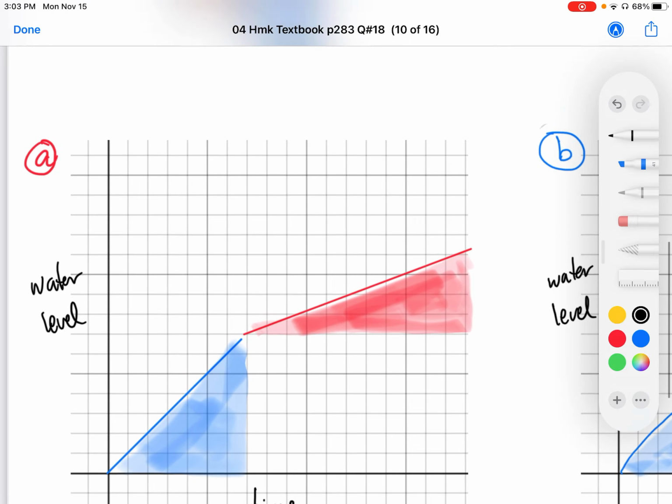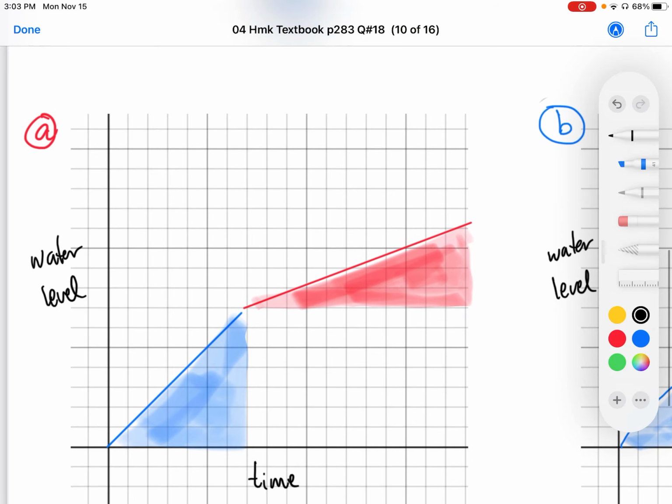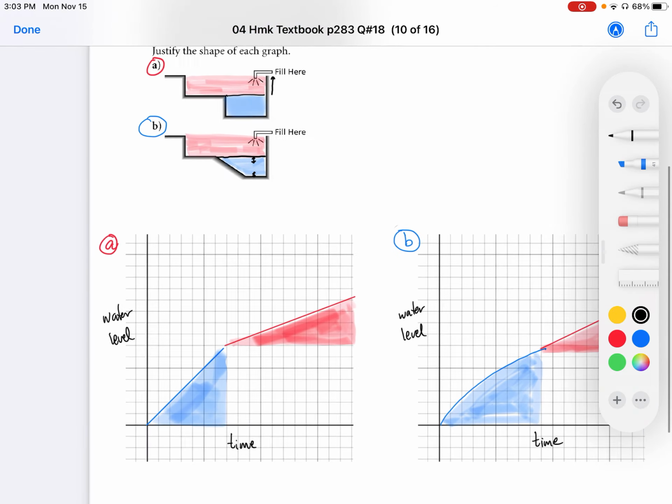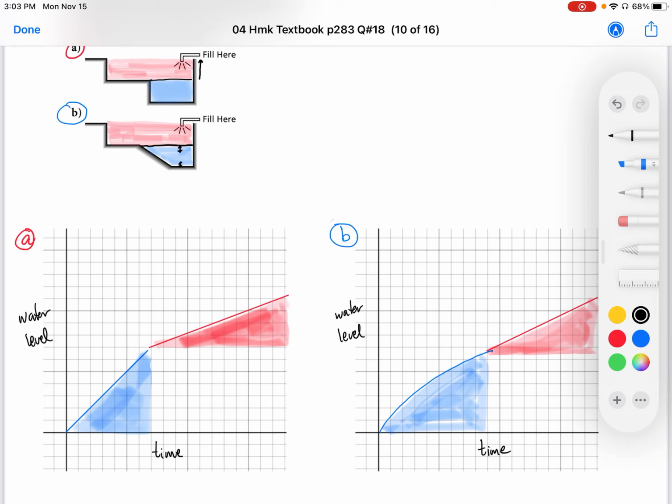The water level is my dependent variable, time is my independent variable. For the blue part, we're just going to fill up at a certain rate. As we change to fill up the red part, it's going to slow down. So the slope is lower. It's going to fill up at a different rate here. That's going to be the two parts of that graph. It's going to model those two different situations.